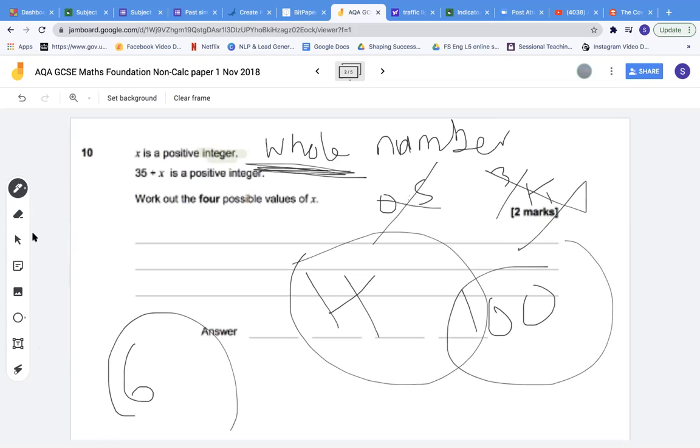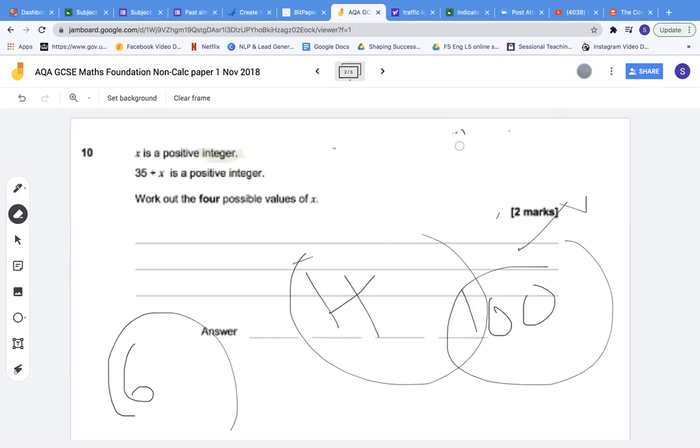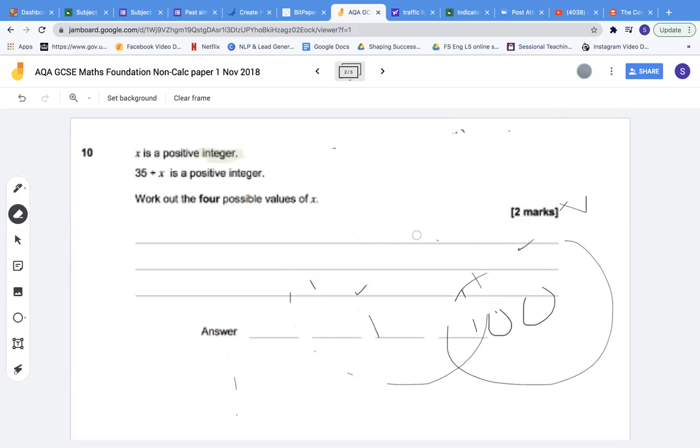Okay, I see. So tell me now, what is an integer? An integer is a positive whole number, a whole number. And is it a fraction or decimal? No, because they are not whole numbers. They're positive, but they're not whole. That's the key thing.